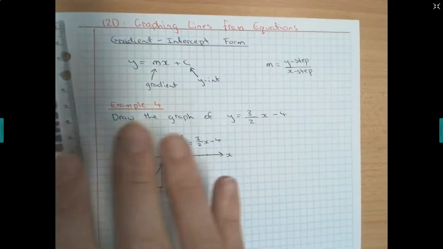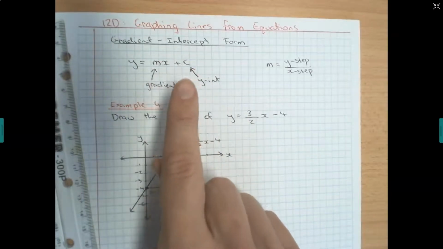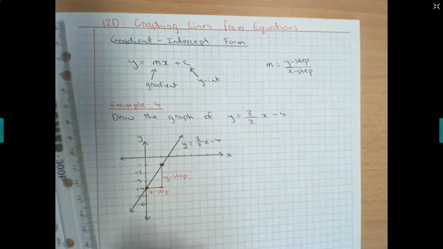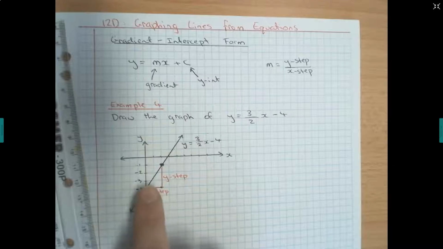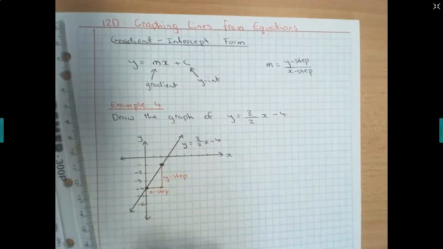So whenever you're trying to draw a graph, if the equation is given in gradient-intercept form, start off by plotting the y-intercept on your Cartesian plane, and then you can use your slope, the y-step and the x-step, to find another point, and then you just draw your line between those 2 points to form the equation of the line.